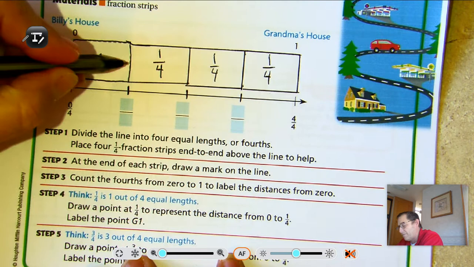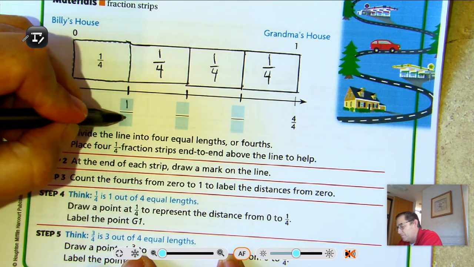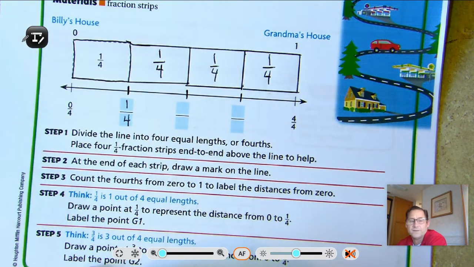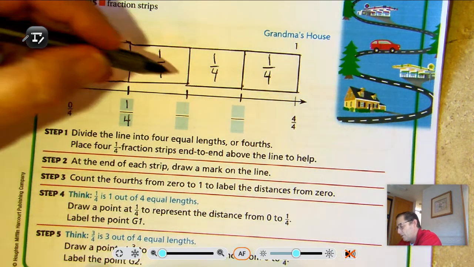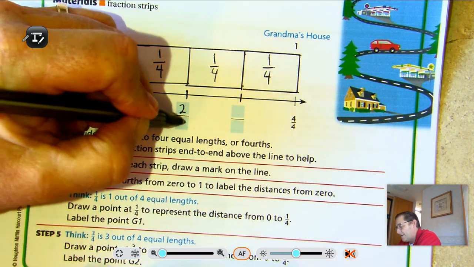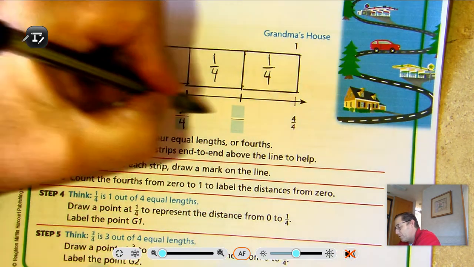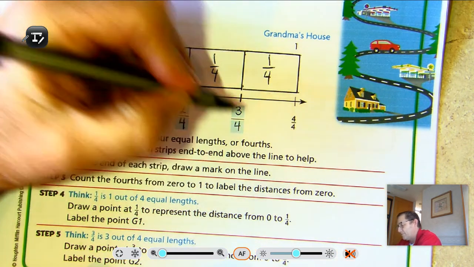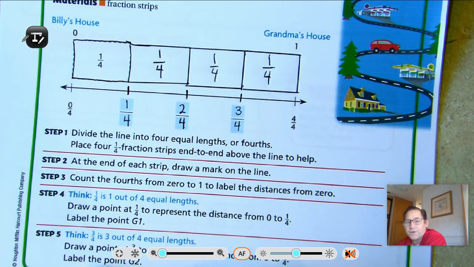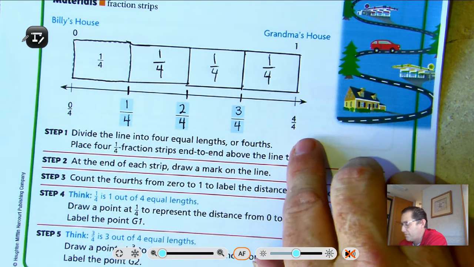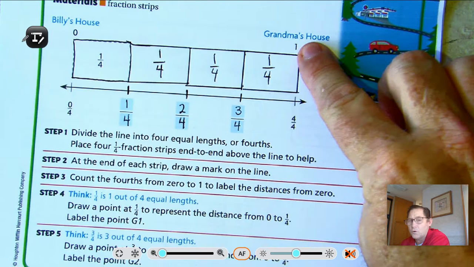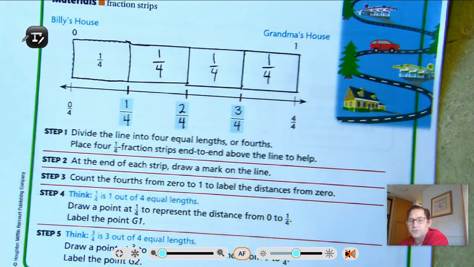When we get to the end of our first fraction strip, we're at 1/4 of the whole trip. If we keep on going, we would be at 2/4 of the trip. Keep going. We complete another 1/4 of the trip, we're at 3/4. And then finally we'd be at 4/4, or the whole of the trip. We'd be done.